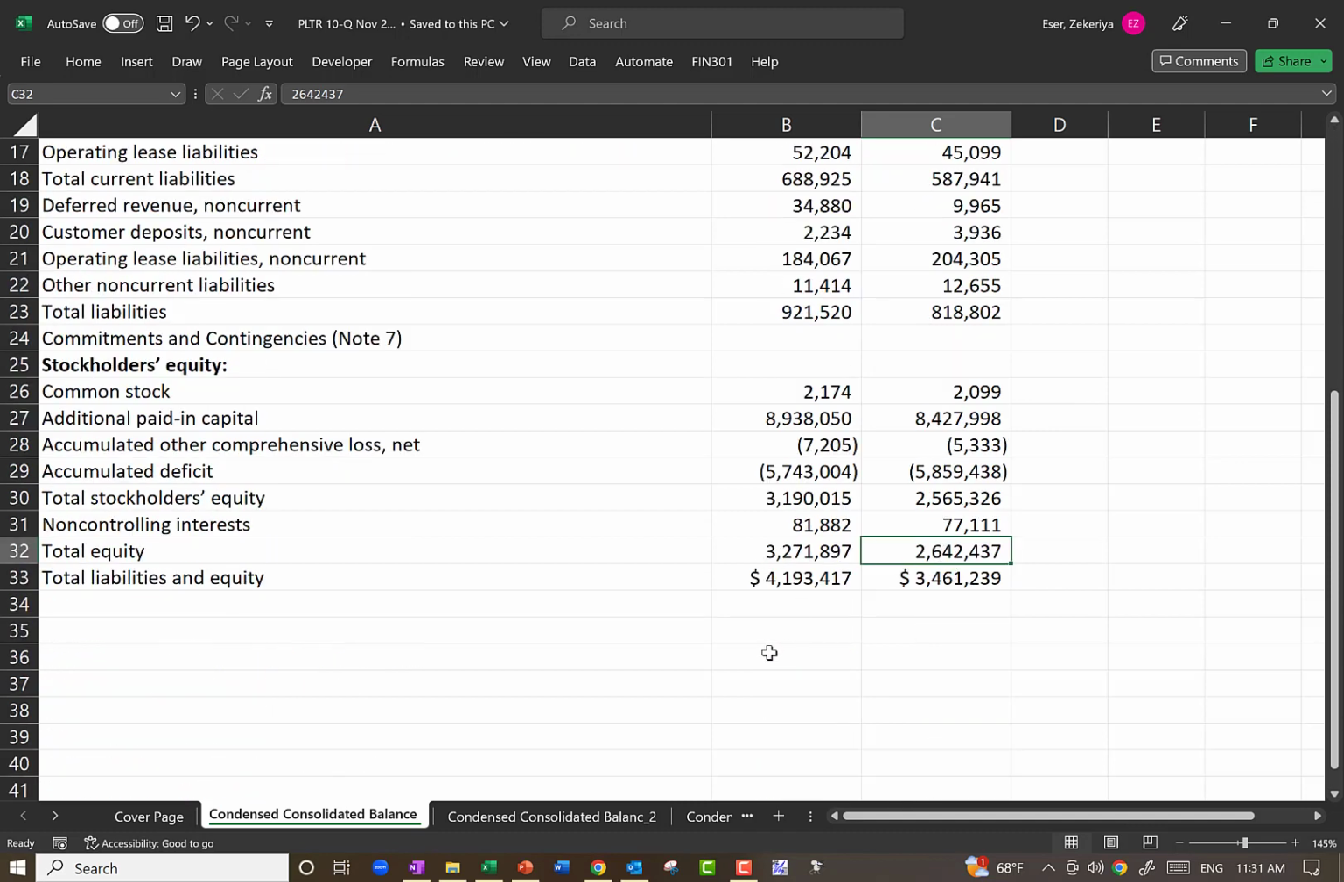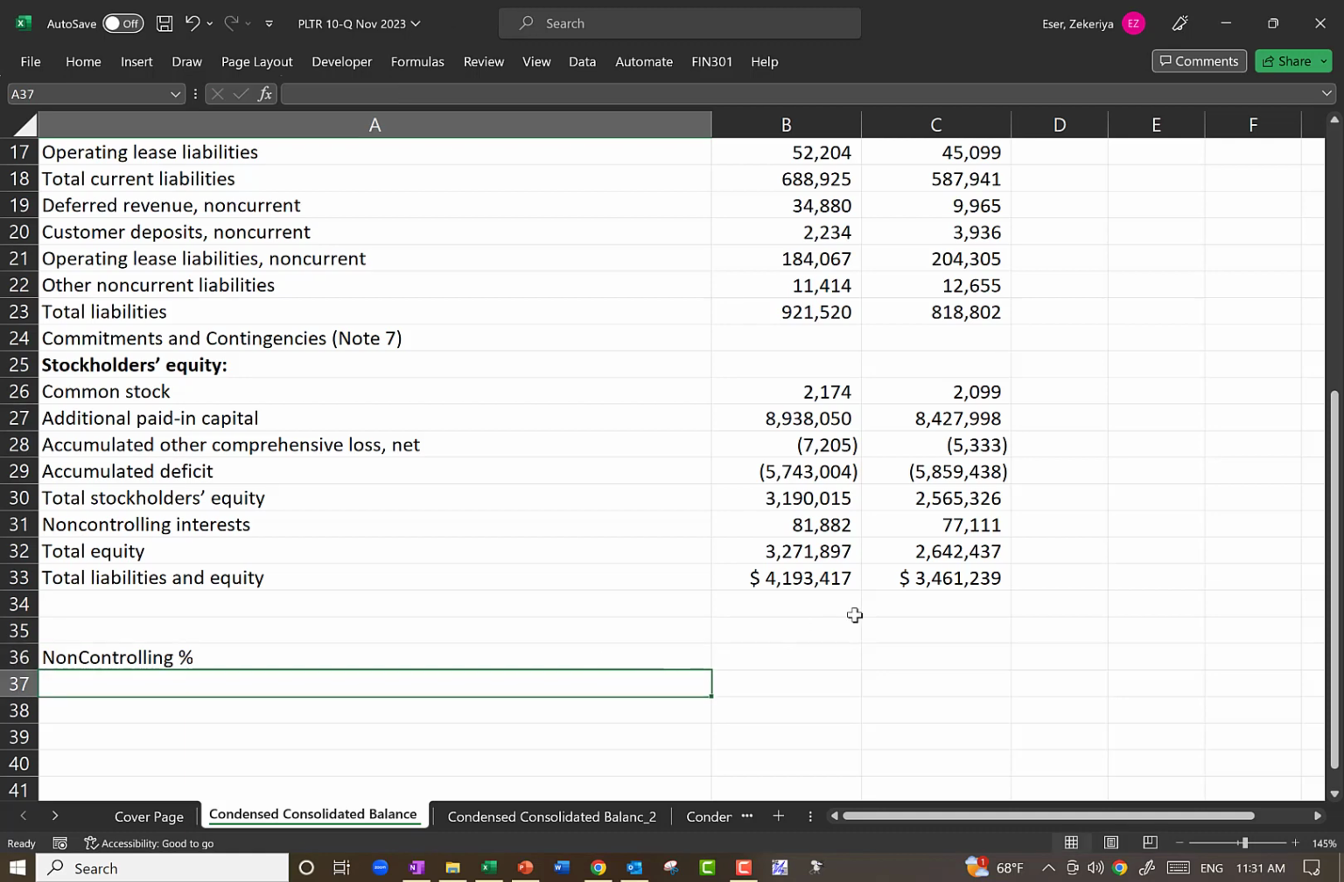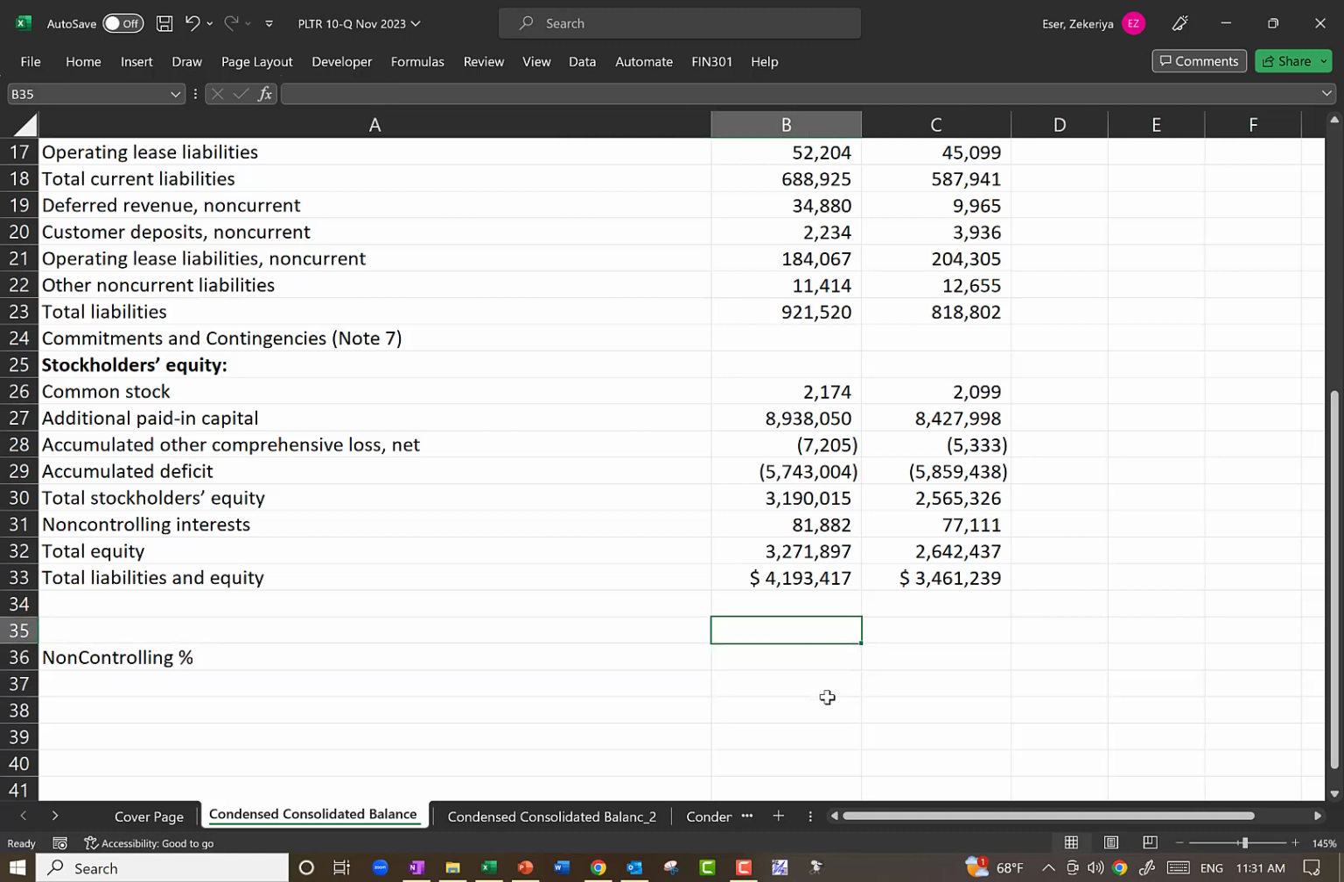You can actually view that as, let's call this non-controlling percentage. Divide non-controlling equity by total stockholders' equity. That's 2%.